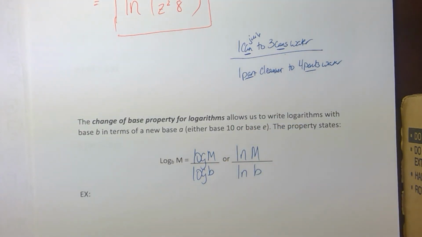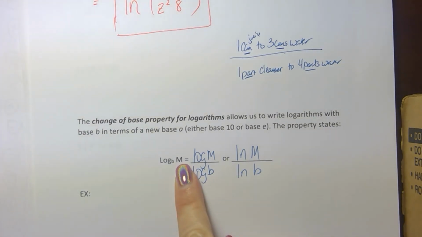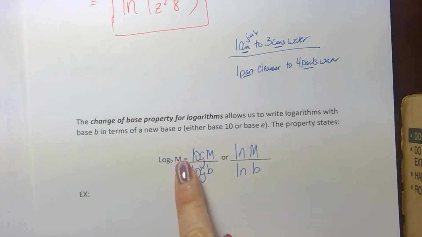It doesn't matter which button you use, common log or natural log. What matters is that the argument goes in the numerator and the base goes on bottom. The base goes down in the denominator. Let's do an example of this.